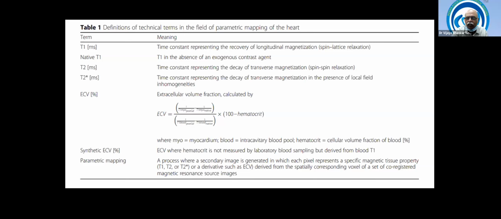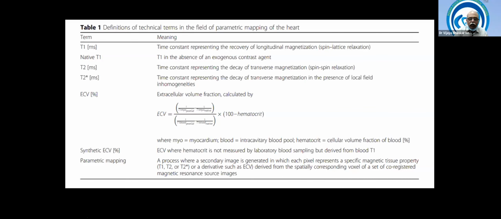You can find it in a lot of articles. Synthetic ECV is calculated from the native blood pool value in some regression equation. Then you get synthetic ECV. Then parametric mapping is a process where a secondary image is generated in which each pixel represents a specific metric, T1 or T2 or T2 star, or a derivative such as ECV, derived from the spatially corresponding voxel of the source images.